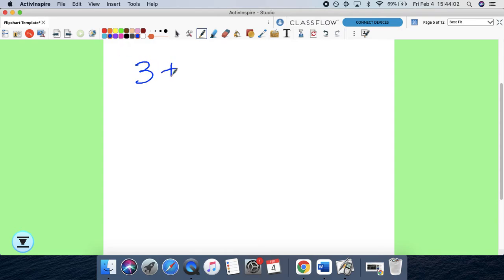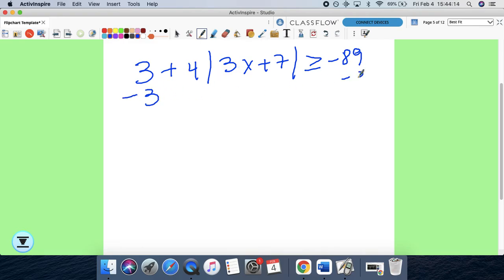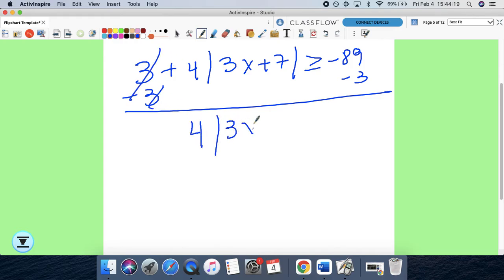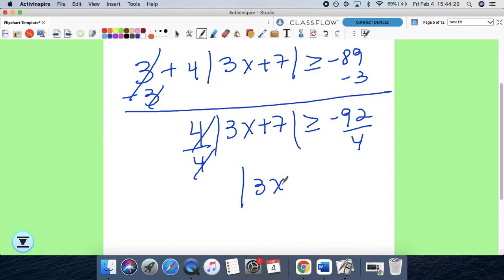25. 3 plus 4 times the absolute value of 3x plus 7, greater or equal to negative 89. Oh, I think I like this problem. Minus 3. That goes away. 4 times the absolute value of 3x plus 7 greater or equal to negative 92. Divide that by 4. So that goes away. We're left with the absolute value of 3x plus 7, which is greater or equal to, I don't know what that is, 92 divided by 4.